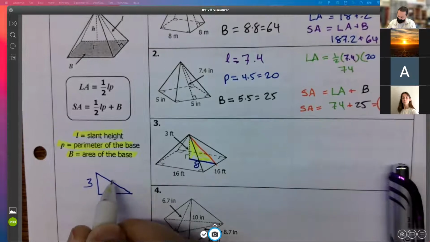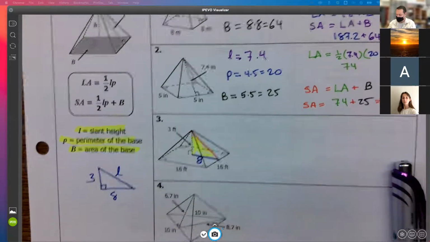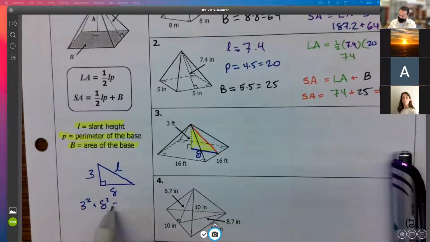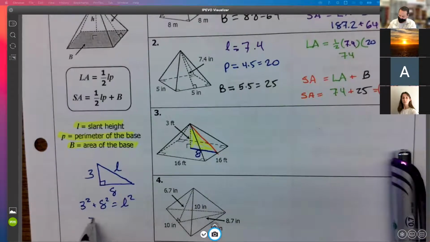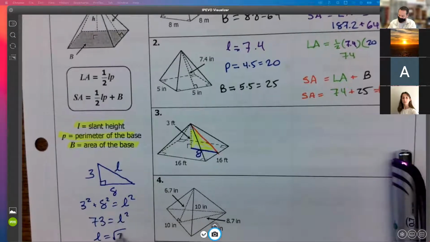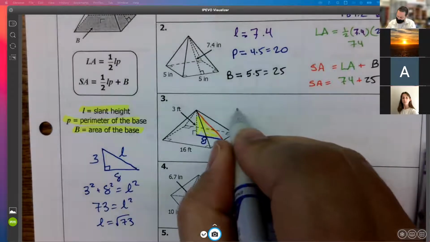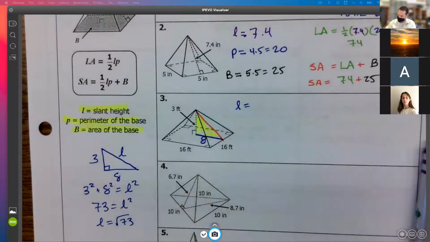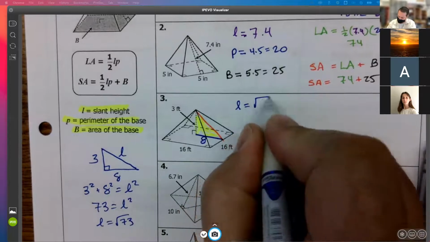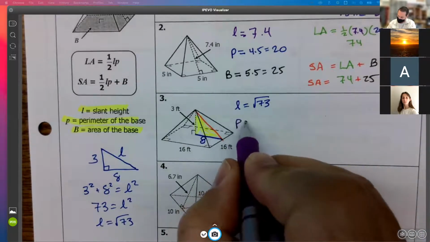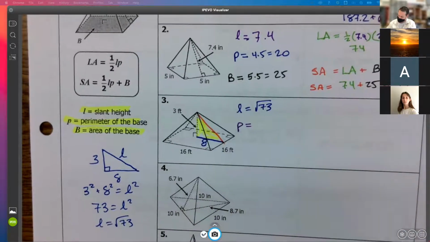So now we've got a little right triangle, 3, 8, L, the unknown side. And we can do a quick Pythagorean theorem. 3 squared plus 8 squared equals L squared. 73 equals L squared, so L is the square root of 73. And that's how we'll fill these in. See if we can finish this one up, please.